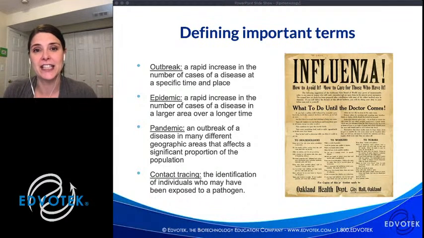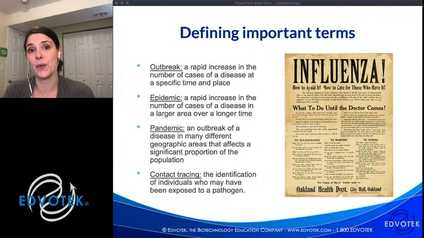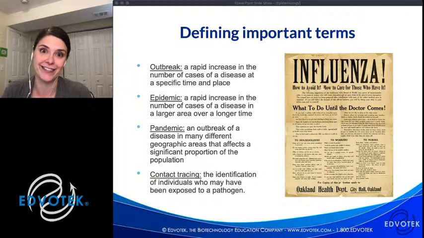But it's restricted to that space and time. So it's a small, localized spread of disease, and it won't necessarily spread outside those bounds. An epidemic is one step larger. The pathogen is going to infect a larger number of people in a larger region.